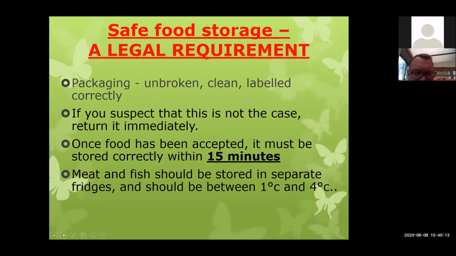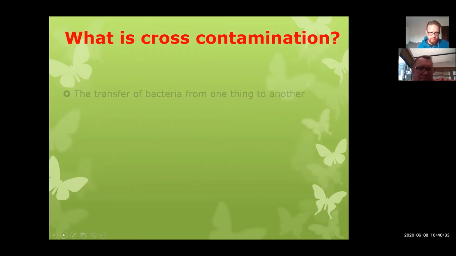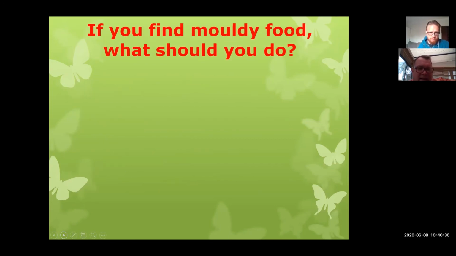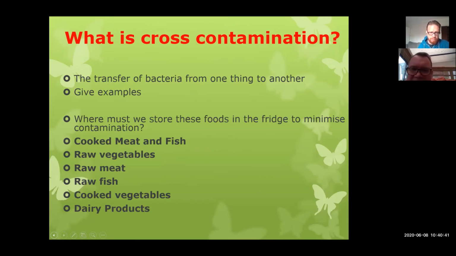Why should meat and fish be stored in separate fridges if you can? Certainly separately. Why wouldn't you put meat and fish together? What are we trying to minimise? Cross-contamination. Yes, well done, Adam. Cross-contamination, the transfer of bacteria from one thing to another. So if you put 2 things together, the bacteria can spread.